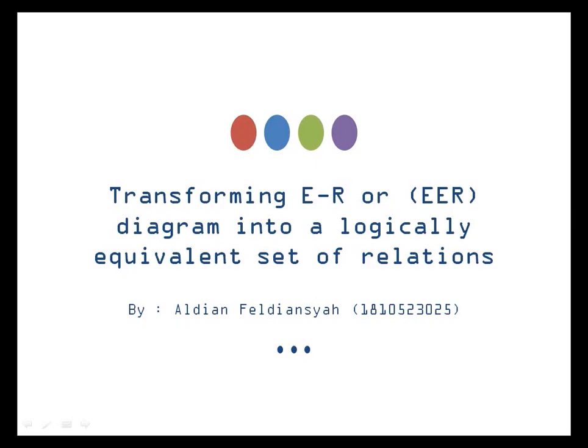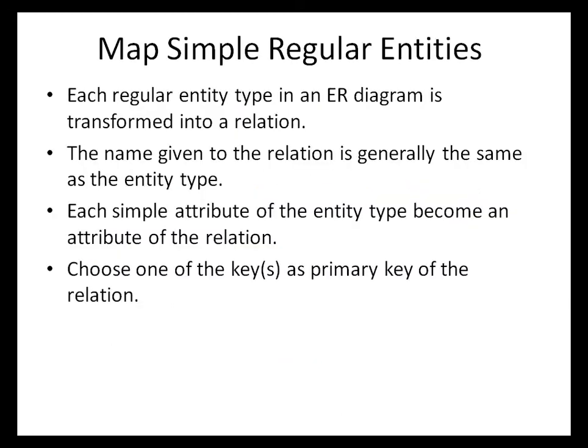Okay, my name is Aldian Feldiansa. I will present about transforming an ER or EER diagram into a logically equivalent set of relations. The first one is mapping simple regular entities. Each regular entity type in an ER diagram is transformed into a relation. The name given to the relation is generally the same as the entity type. Each simple attribute of the entity type becomes an attribute of the relation.